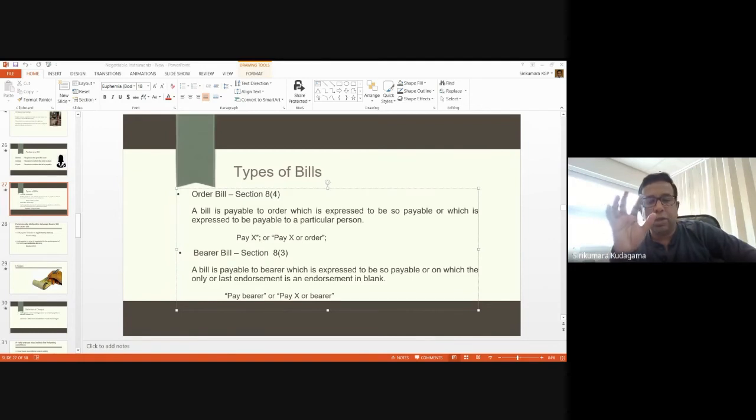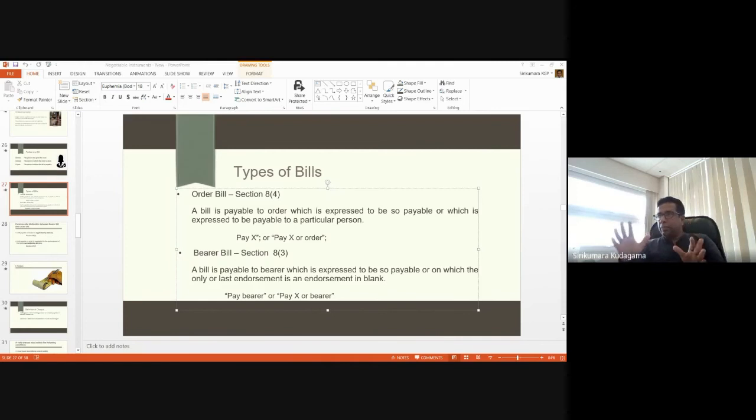Then I come to the other part. I draw up a check on a particular entity or bank or whatever person, and I mention it as pay X, right? Pay X. Is it an order bill or a bearer bill? We answered this question earlier. Pay X. What is it? It's an order bill. X endorses the bill to Y, right? I have drawn a bill payable to X. Now X has endorsed it to Y.